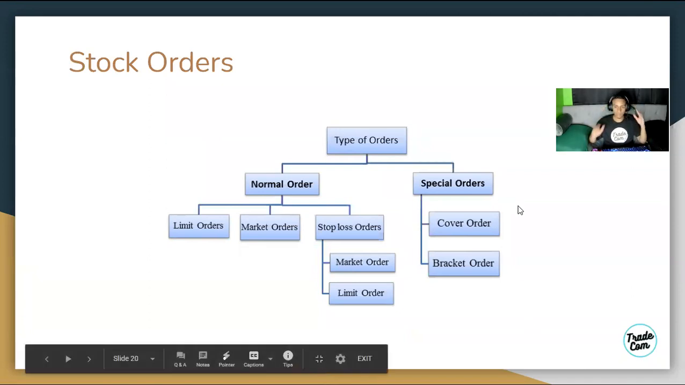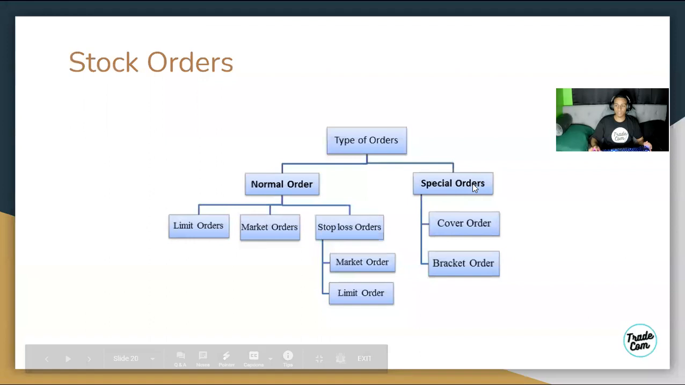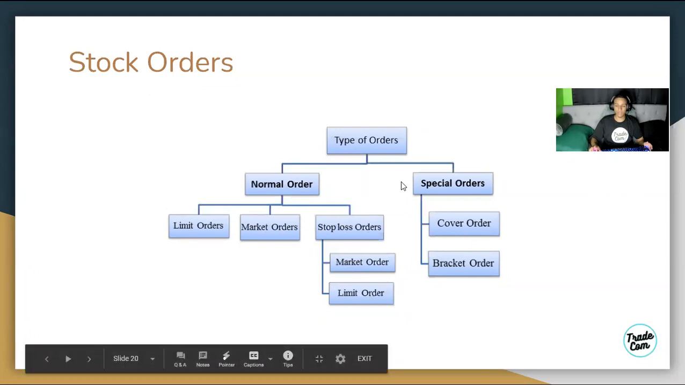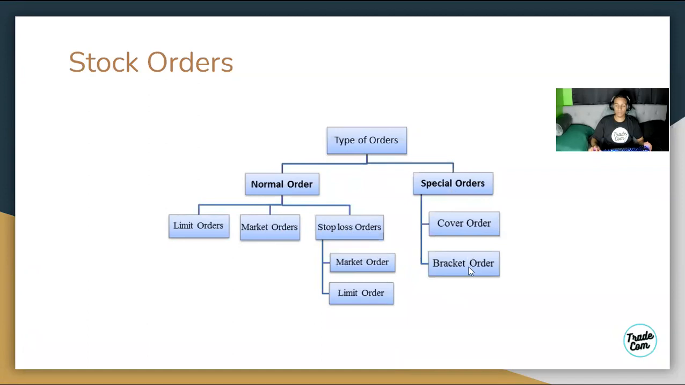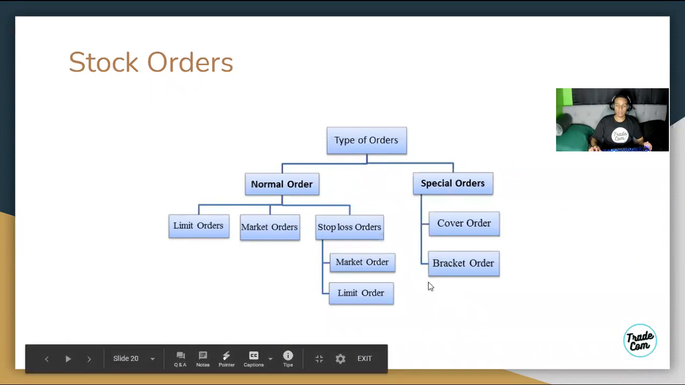All right, types of orders. So we have normal orders and then special orders. Under normal orders, we have limit, market, stop loss, and under stop loss, you have a market stop loss or a limit order for a stop loss, right? And then you have your special orders, which is a cover order or a bracket order. Usually, a bracket order is an OCO. It sets your lower limit and your upper limit. All right, a little complex, but we're getting to it.